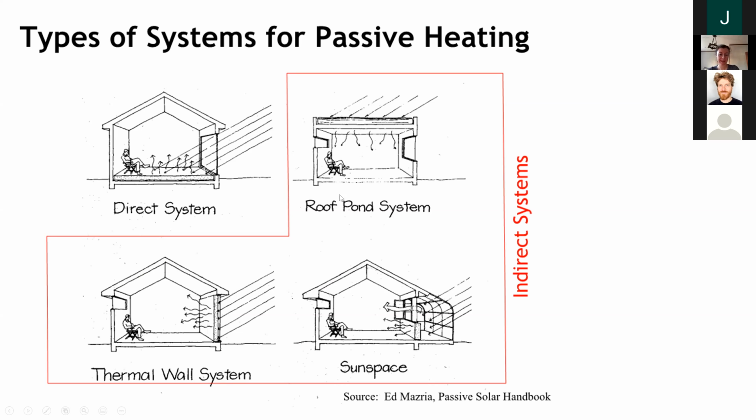which can then radiate to the interior of the building. There's a thermal wall system, which uses the wall as thermal mass, and that can be heated up through its exposure to the sun, and then the heat stored in that wall radiates to the interior. And then also a sun space, a greenhouse area that's glazed to be able to store a lot of heat, and that can be used to heat the interior of the building as well.